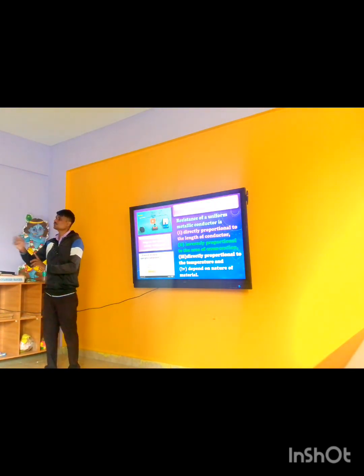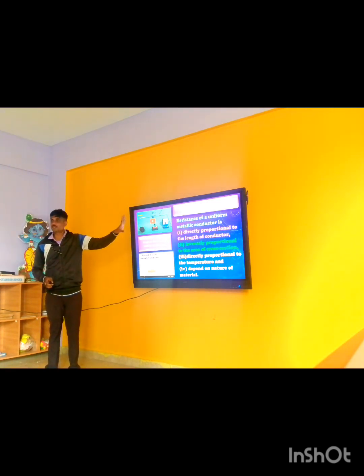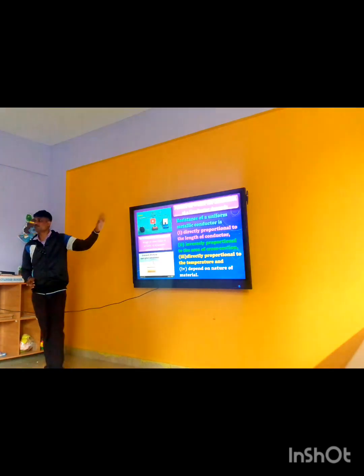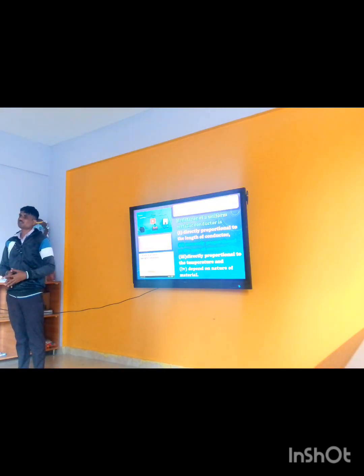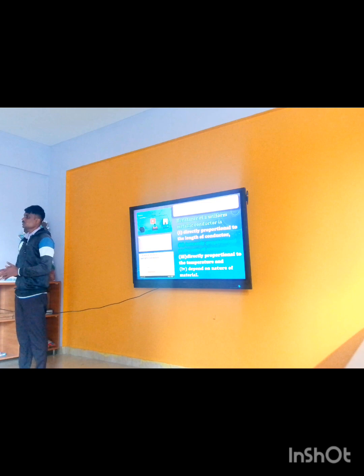Resistivity is different and resistance is different. Resistance is decided only by these factors, the obstruction offered to the flow of current. But resistivity is a characteristic property of the material. Characteristic means, you understood, that different people have different characteristics. Different metals have different characteristics. Copper's characteristic is different, aluminium's characteristic is different, and iron's characteristic is different.